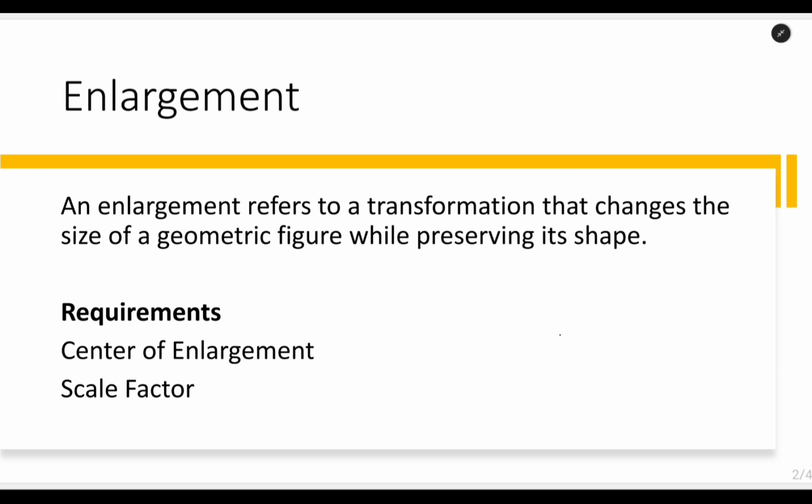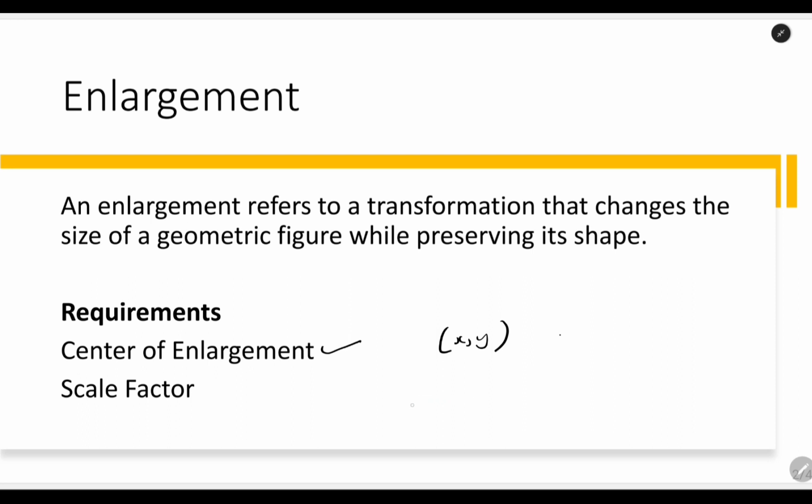There are two important things that we need when we are performing or describing an enlargement. The first thing we need is the center of enlargement, which tells you where this enlargement occurs around. This is a point. The enlargement must occur around a certain point. And also the scale factor, which will tell you how big the shape will become or how small. And this is a number.